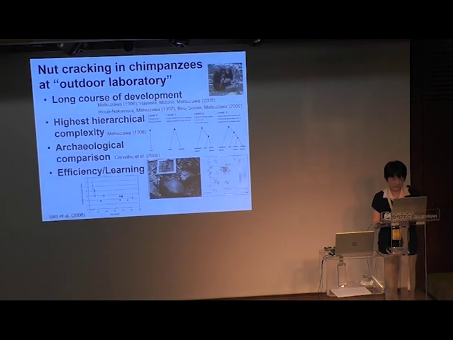And in the outdoor laboratory of Bosu, the nutcracking behavior using a pair of stones has been intensively studied. The bottom graph shows the number of blows required for cracking open a nut. Until 3.5 years of age, they never succeed in cracking open nuts. And even after the first success, juvenile chimpanzees need many blows to crack a nut. As they develop, the number of blows becomes much less.